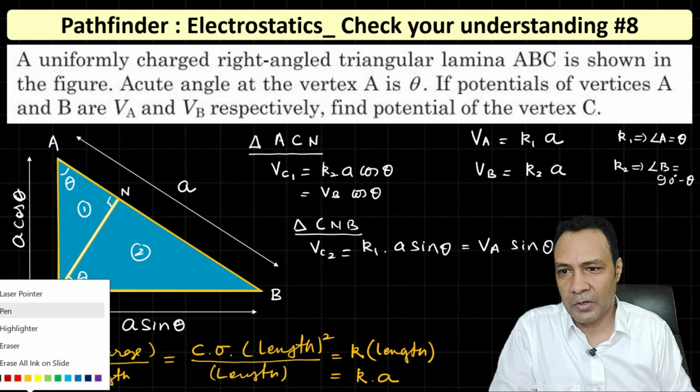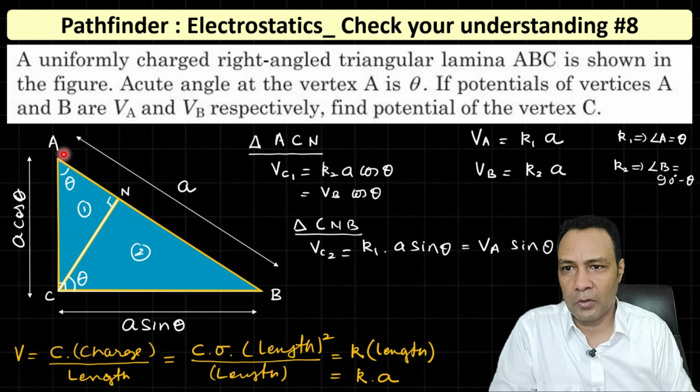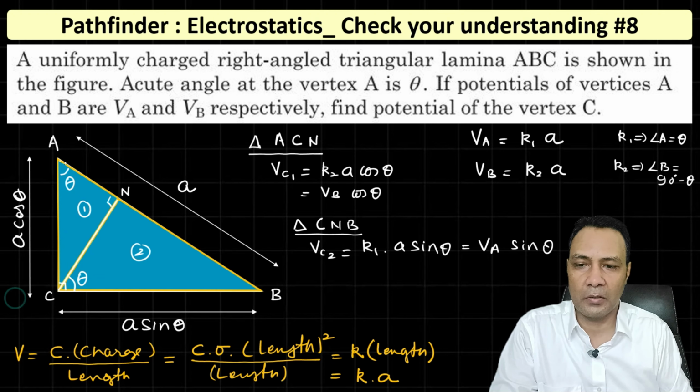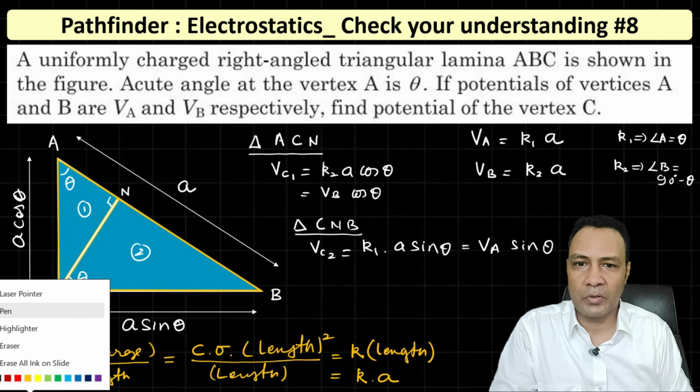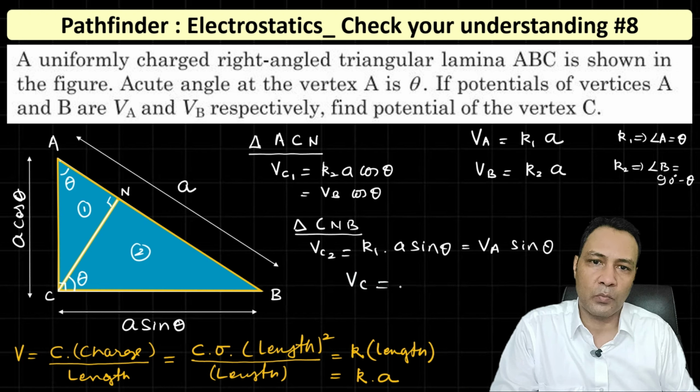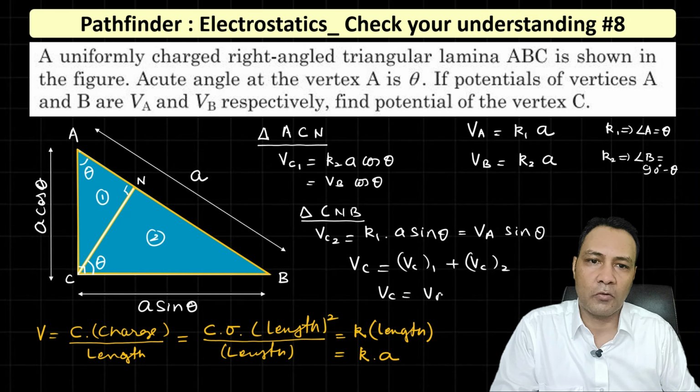So I've got the potential at C because of the two laminas. So overall potential at C because of both laminas, I mean because of the overall right angle triangle ACB, would be VC equal to potential at C because of lamina 1 plus potential at C because of lamina 2. So that would be VB cos theta plus VA sin theta. And that is our answer.